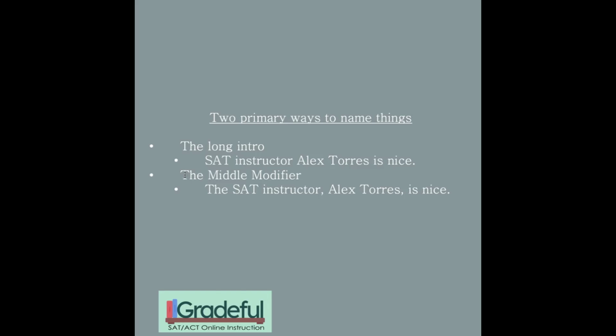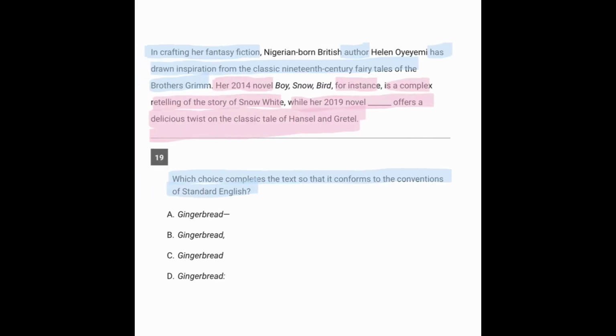For the middle modifier, on the other hand, a modifier is a piece of a sentence that's missing the subject, the verb, or both. So here, what we have is a subject, but we don't have a verb just in that part. So we're putting the name as some side information, and that's okay, as long as if you were to delete this information, everything else would be okay. The SAT instructor is nice, and that does fit if you were to delete that information in the middle there. So that's the long intro versus the middle modifier. They're both right in their own situations, and you're rarely ever asked to choose between them.